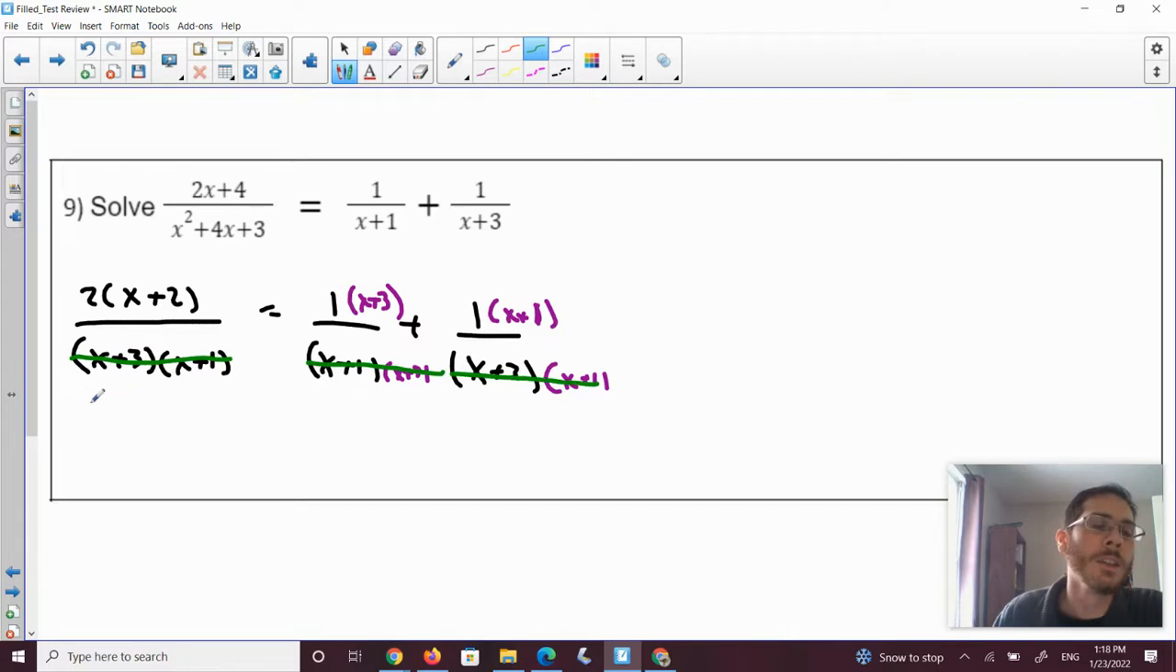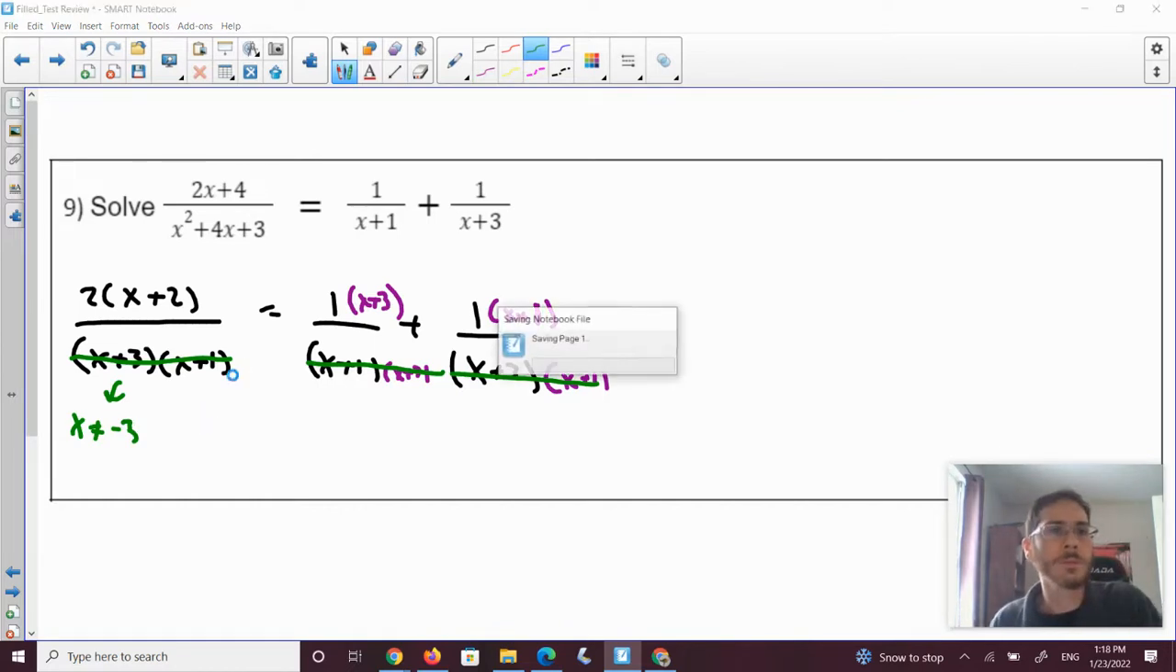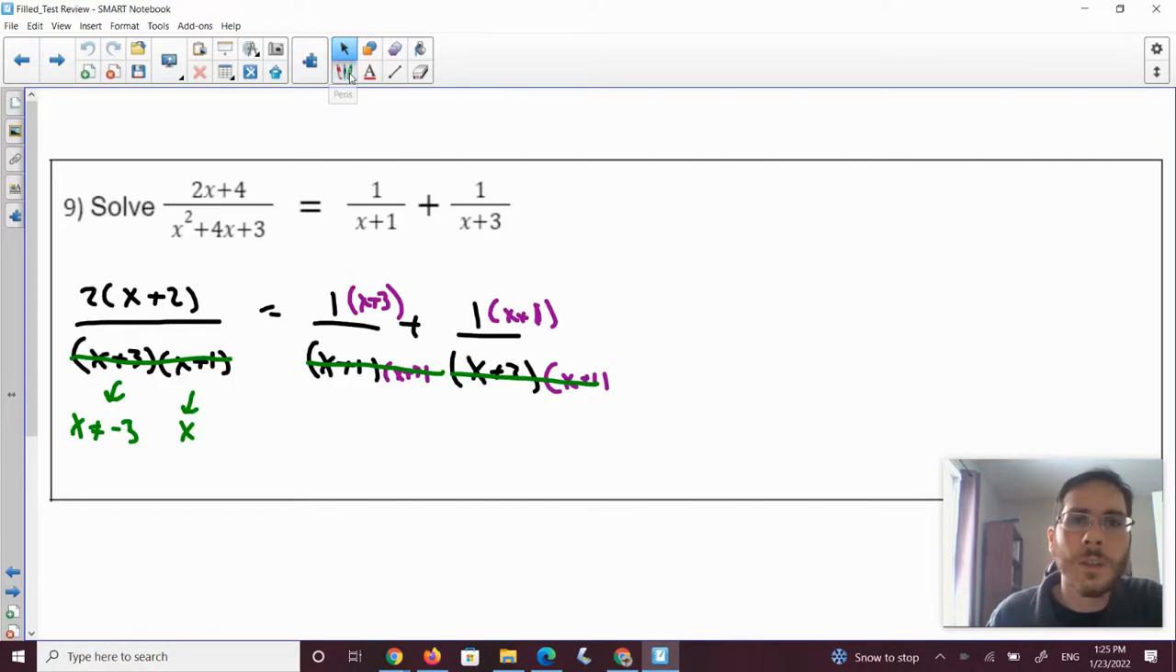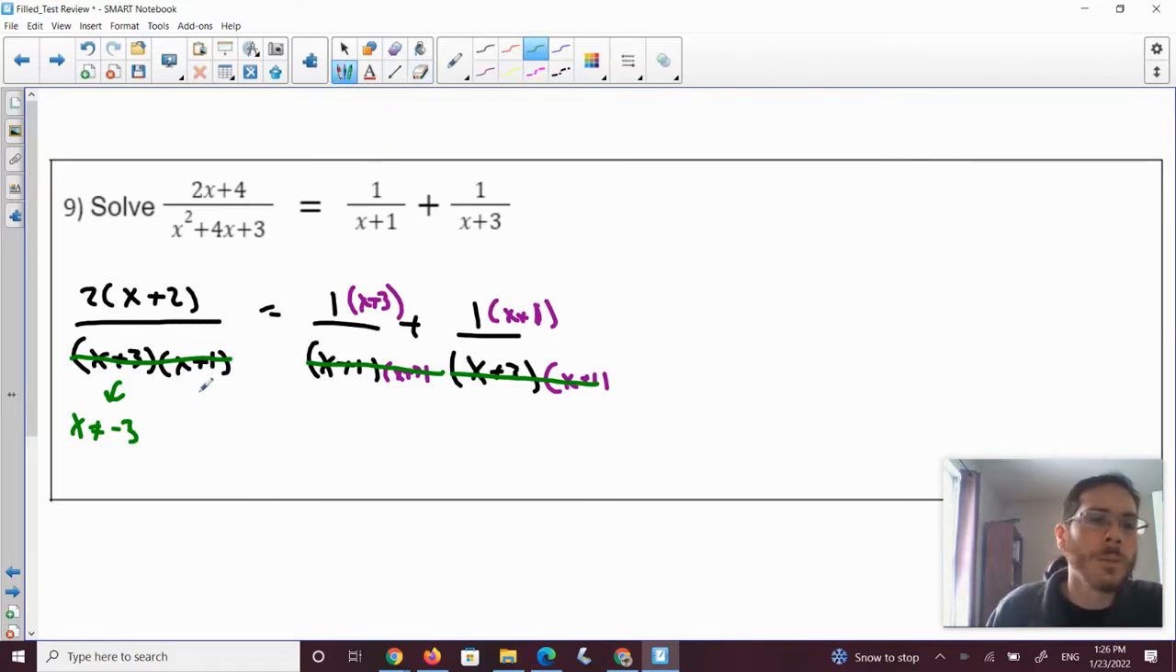The only thing that we need to know from them is that from this one, x is not allowed to be negative 3. All right, so we were right here. We found out that this one couldn't be negative 3, because again, that would make that equal to 0. Here, x is not allowed to be negative 1, because if we put negative 1 in here, then we would get 0 there. So all we got left is these numerators, so we just set the numerators equal to each other.